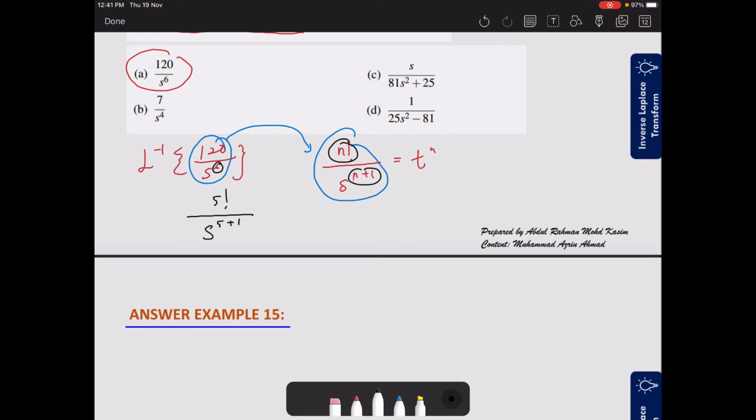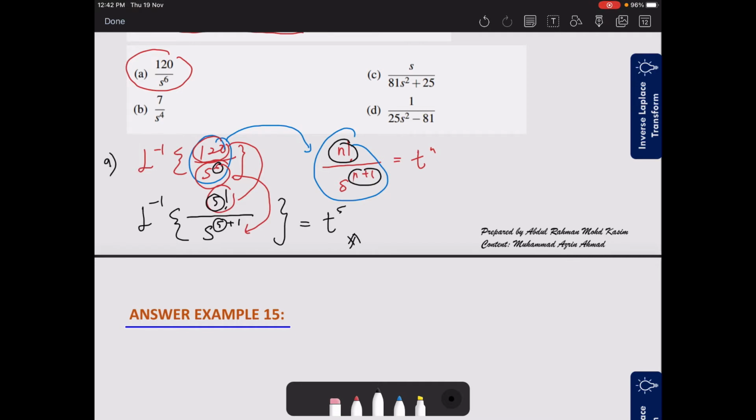So basically, you have this one similar to this one, and this one similar to this one. It's easy, and it makes your work easy because you will directly get the answer. What is the answer? The answer is t to the power of n, where n is 5. So this is your answer. Very straightforward.